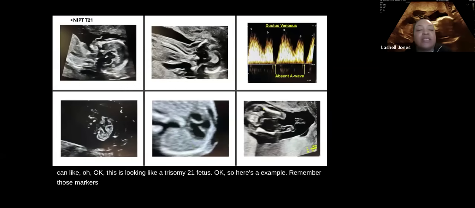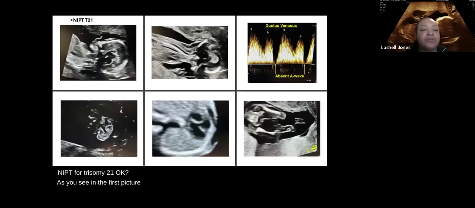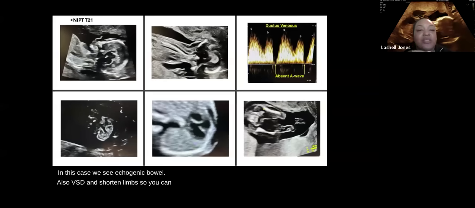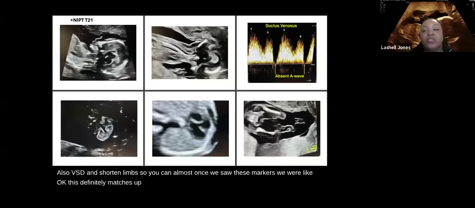Remember those markers we just discussed. Here is a patient who presents as a positive NIPT for trisomy 21. Okay, as you see in the first picture, absent nasal bone. You can see there, no nasal bone is present. There is a thickened nuchal, okay, followed by absent A wave. In this case, we see echogenic bowel, also VSD, and shortened limbs. So once we saw these markers, we were like, okay, this definitely matches up with trisomy 21.